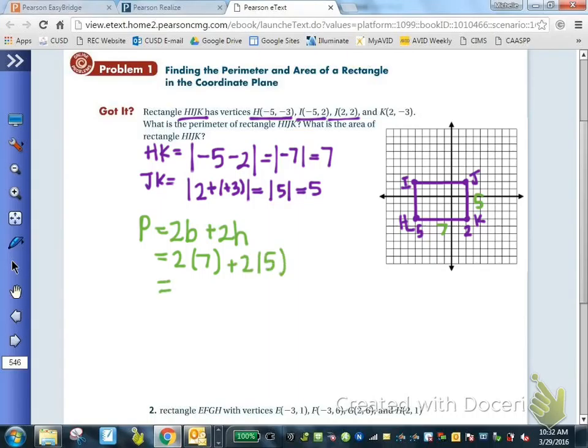What's 2 times 7, guys? 14 plus 10, which gives me a perimeter of 24 units. That's your answer for perimeter.